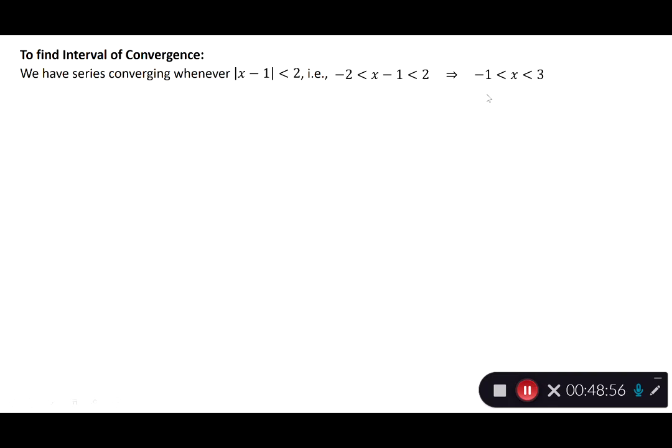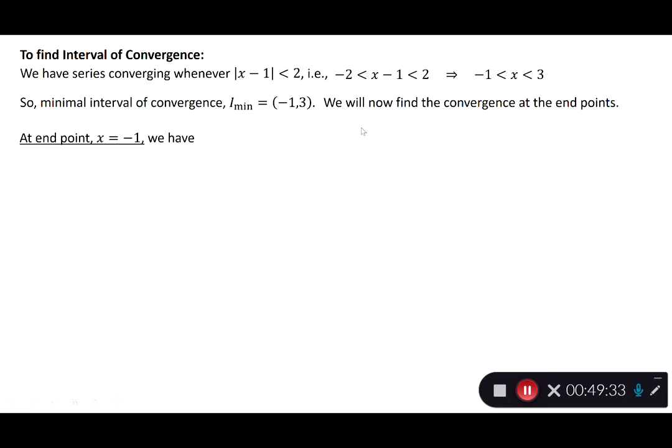Based on this, we can say that the minimal interval of convergence is negative 1 to 3. Cool. And what is left for us? The endpoints. The ratio test was inconclusive about what happens at the endpoints negative 1 and 3 of this interval, which is where this was equal to 2. Absolute value of x minus 1 was less than, or rather equal to, 2 in that case, right? So as before, let's look at the endpoint x equals negative 1.